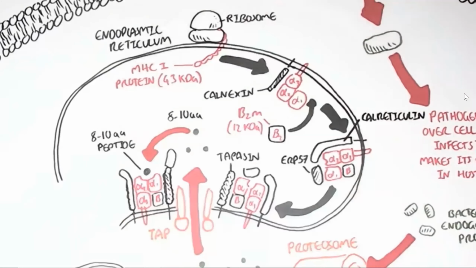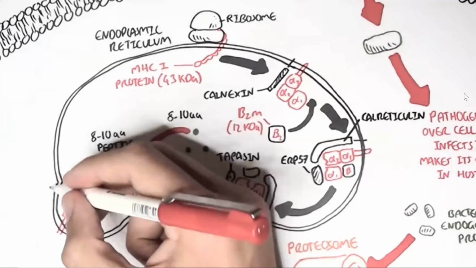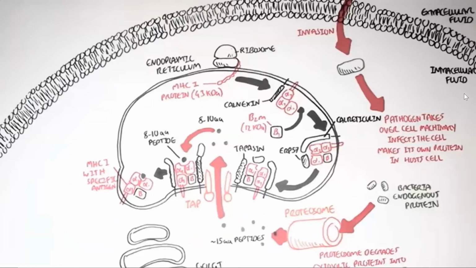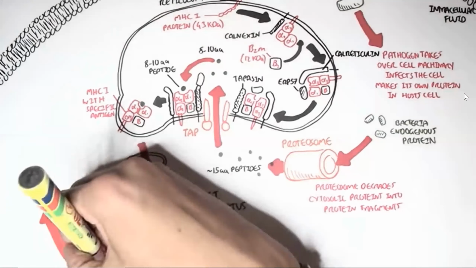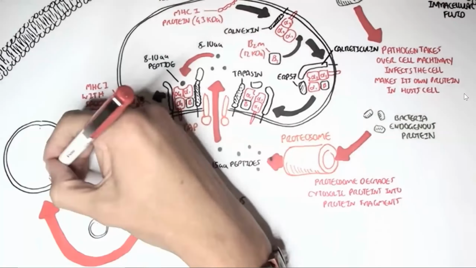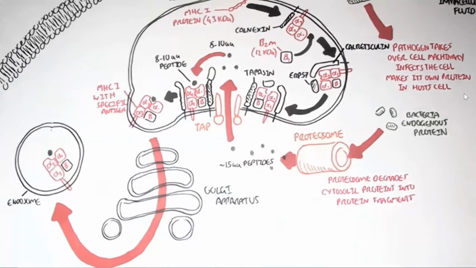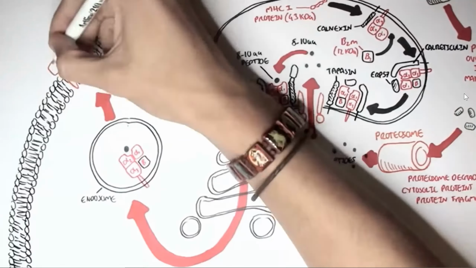But, for example, if an antigen fits nicely into the binding groove, the MHC class 1, together with the peptide, the antigen, can then leave the rough endoplasmic reticulum. It will leave the endoplasmic reticulum within an endosome, and it will go through the Golgi apparatus in the normal exocytosis process. And then from the Golgi apparatus, in the endosome, the MHC class 1, together with the peptide, will be presented on the cell surface.